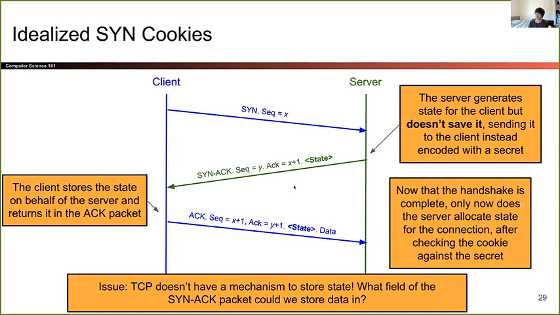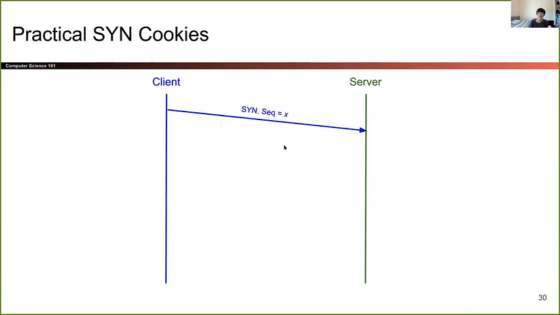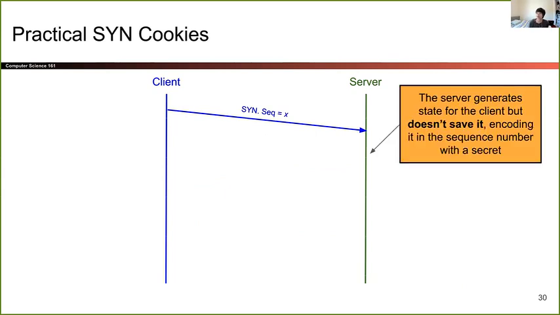All right. In the interest of time, I'll just give it to you. Yeah, the sequence number, exactly. So we'll say, okay, the client sends this in again. The server doesn't generate the state, doesn't save it. They're going to encode it in the sequence number itself. So they didn't get to choose X, but they can choose this Y.